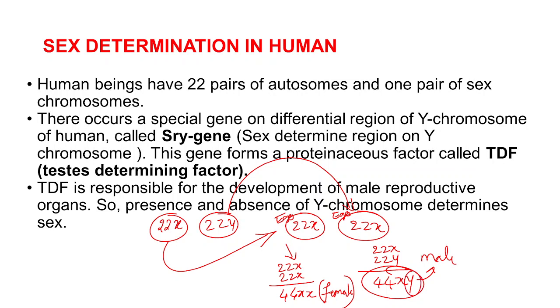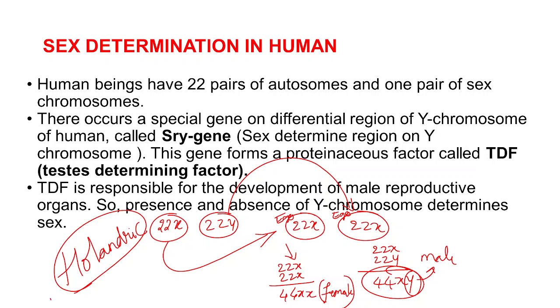It will lead to 44+XY, which will develop into a male because of the presence of Y chromosome. And see here, the genes of Y chromosome are known as Holandric genes. The genes of Y chromosome are known as what? Holandric genes. I will write it here, Holandric.